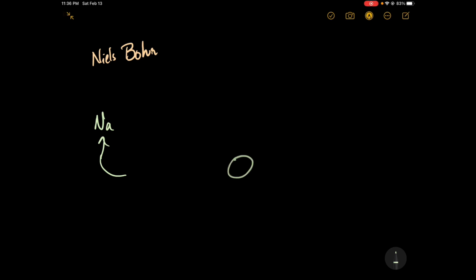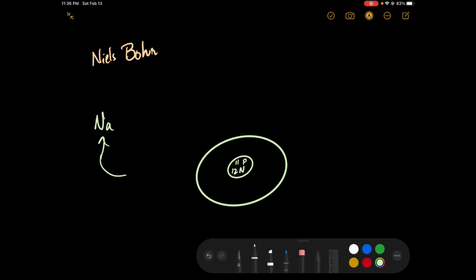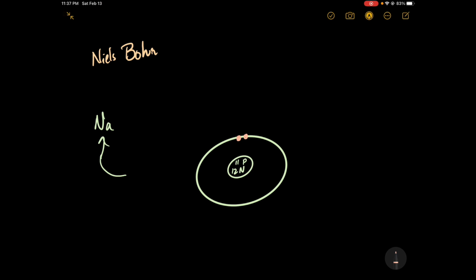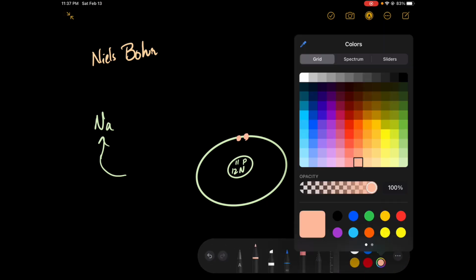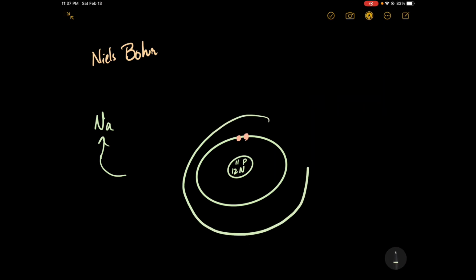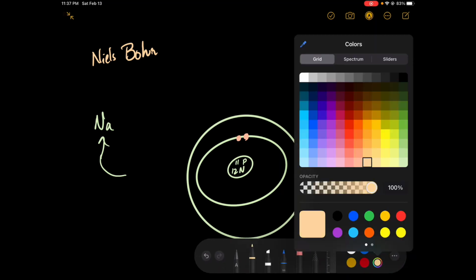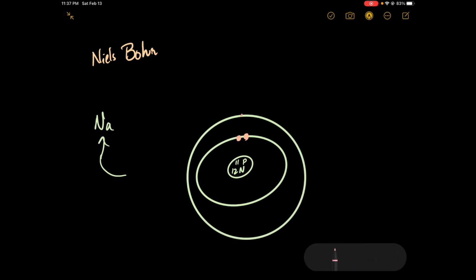We have 11 protons, 12 neutrons, one ring with 2 electrons, another ring with 8 electrons, and one last ring with 1 electron.